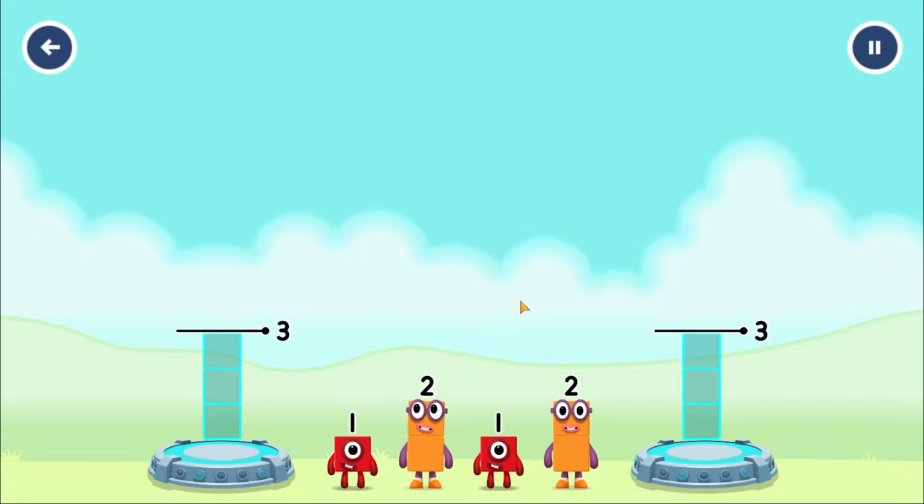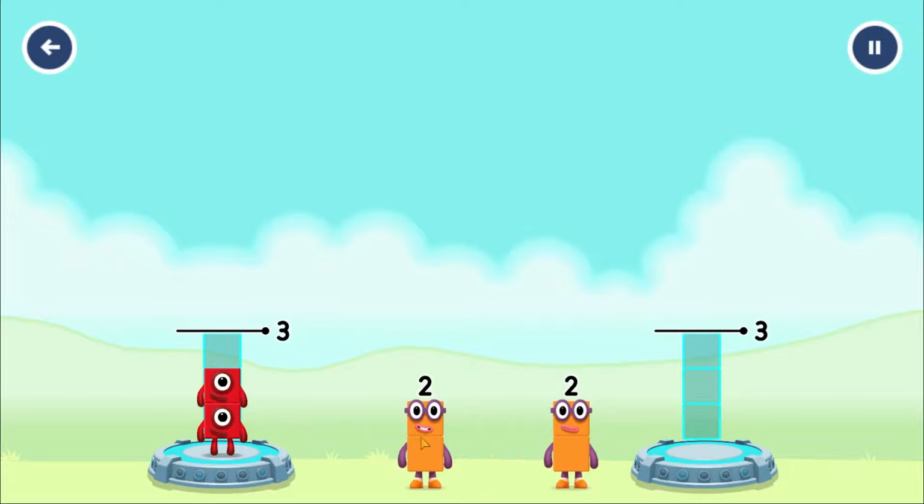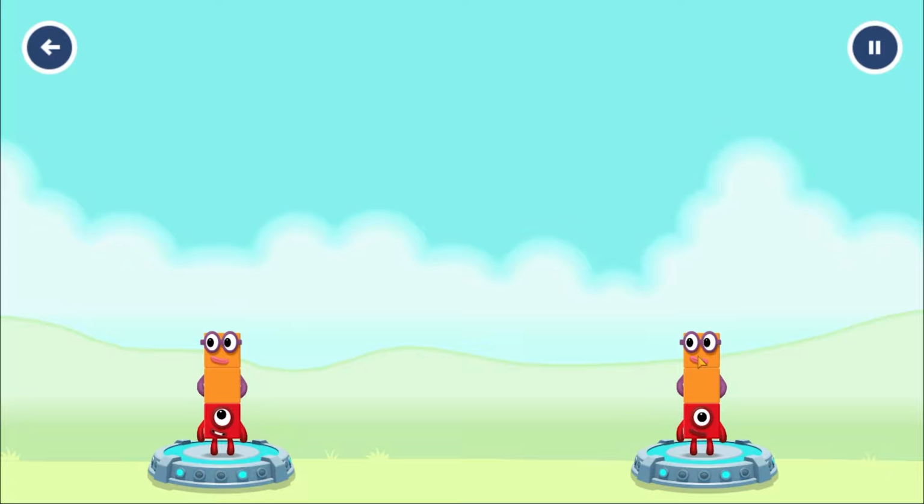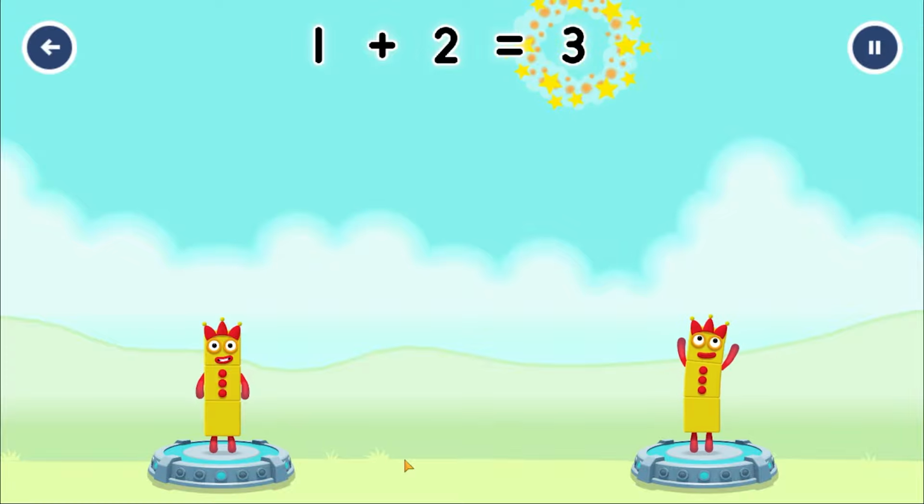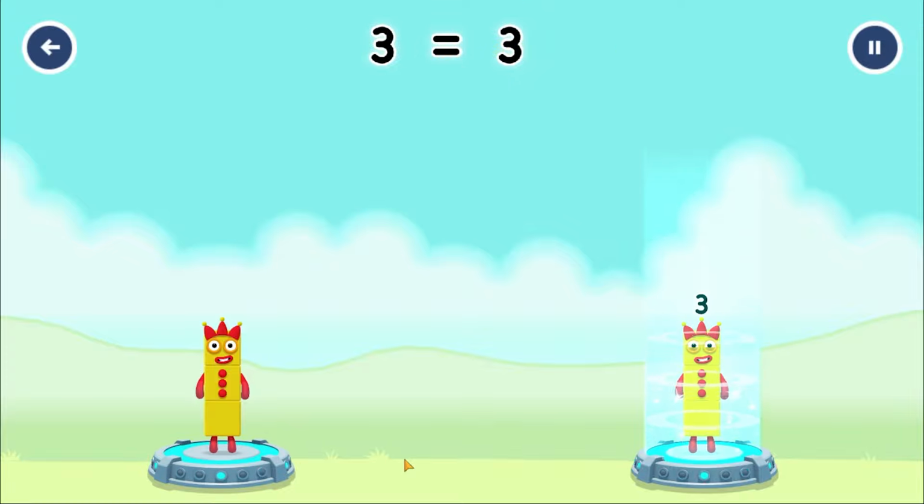Share the number blocks evenly to make 2 groups of 3. 1, 1, 2, 2. You solved it. 1 plus 2 equals 3. 1 plus 2 equals 3. 3 equals 3.